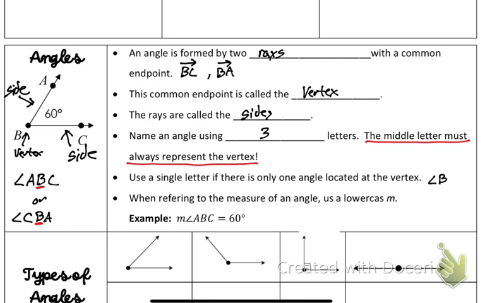All right, when referring to the measure of an angle, I should probably say use a lowercase m. For example, if I want to tell you that this angle is 60 degrees, I would say the measure of angle ABC is 60 degrees. We will not write ABC equals 60. We will not put angle equals 60. We will put measure of angle ABC equals 60. So if I want the degrees, we use the term measure.